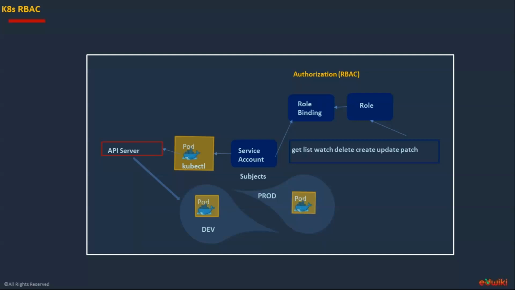Whenever you give the permissions to the Kubernetes pod to access the API server, sometimes an application that is running inside the pod may need access to the API server to do certain administrative activities. Following me?